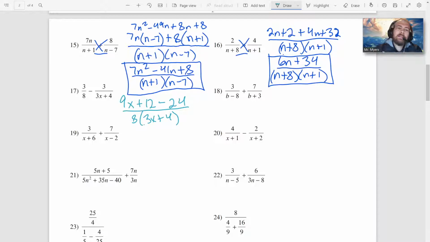And let's see if that simplifies a little bit. It looks like it will. 9x minus 12 over 8, 3x plus 4. So if I factor out a 3, I would get 3x minus 4 left over. But that's not going to cancel with 3x plus 4. So actually we're done. It seems like that might turn into something, but it really doesn't.